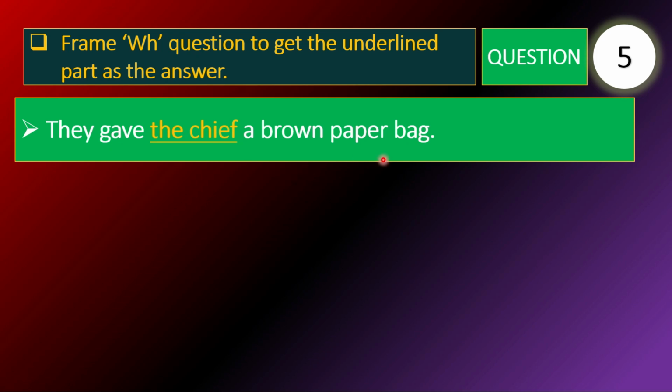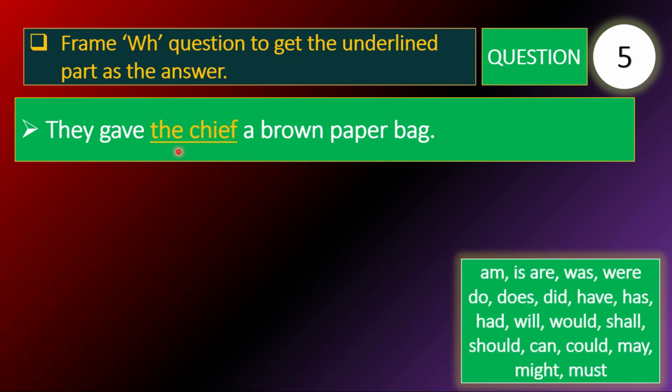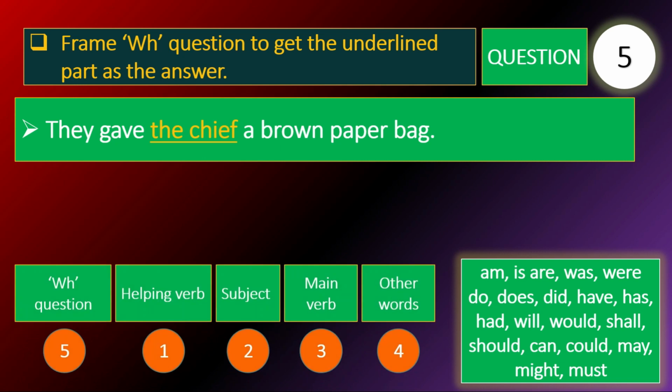They gave the chief a brown paper bag. Here the underlined part is the chief. They gave a brown paper bag. Now here, to somebody. We understand that they gave a brown paper bag to somebody. Now that somebody is the object here. So if you are asking about the object, you can use either what or whom, but here the chief is a person, so you have to use whom.